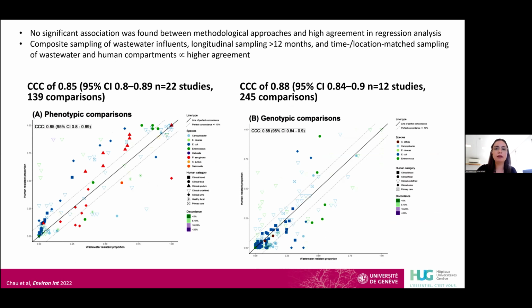And when we look at these studies in total, they found very high concordance, defined as a maximum difference of 10% between the human resistance proportions and the wastewater resistance proportions, applying both phenotypic and genotypic comparisons, and there was no significant difference between both. These investigators advised that composite sampling of wastewater, longitudinal sampling of over 1 year, and time and location matched sampling were associated with higher agreement.